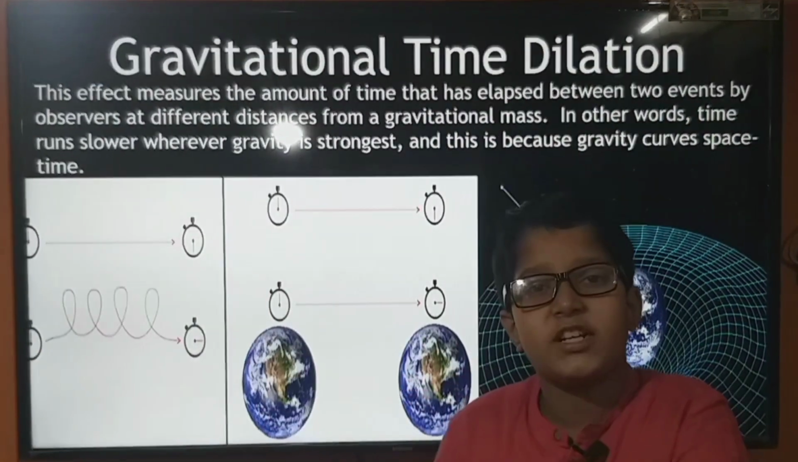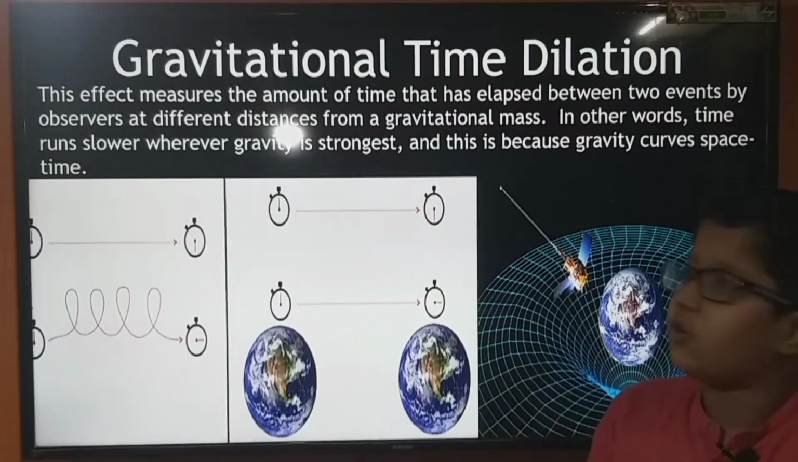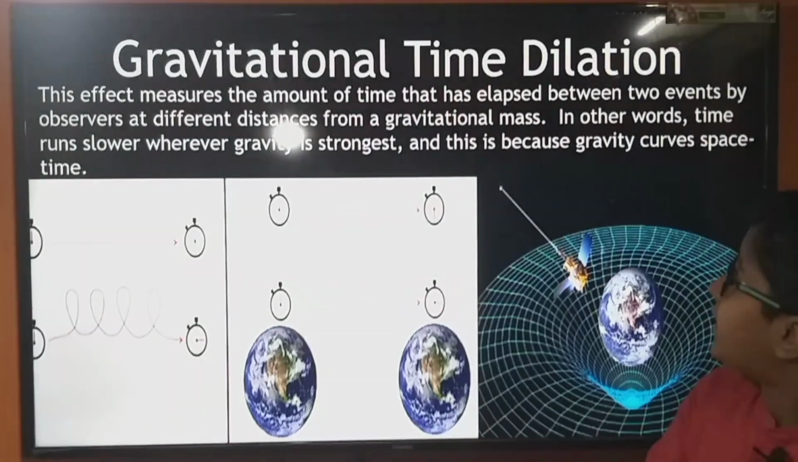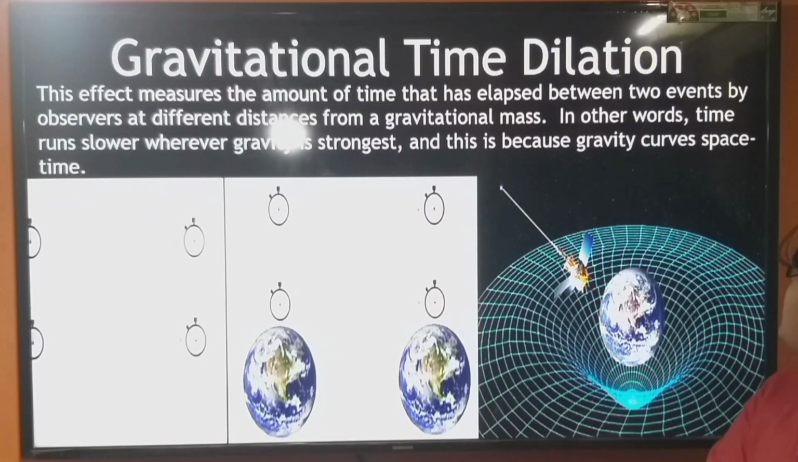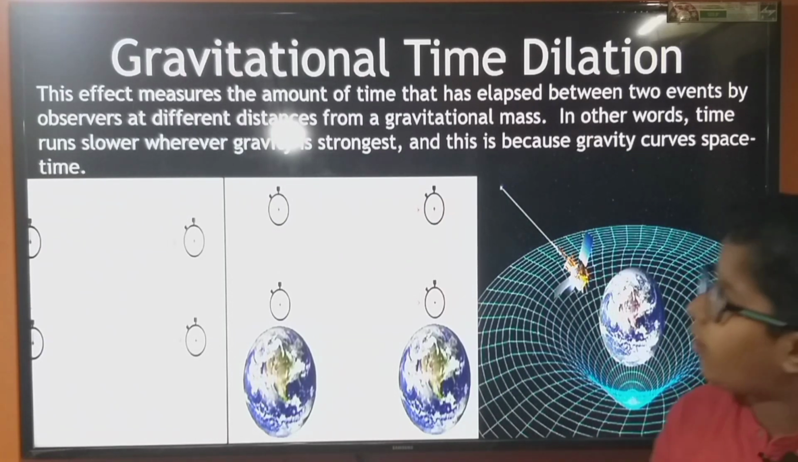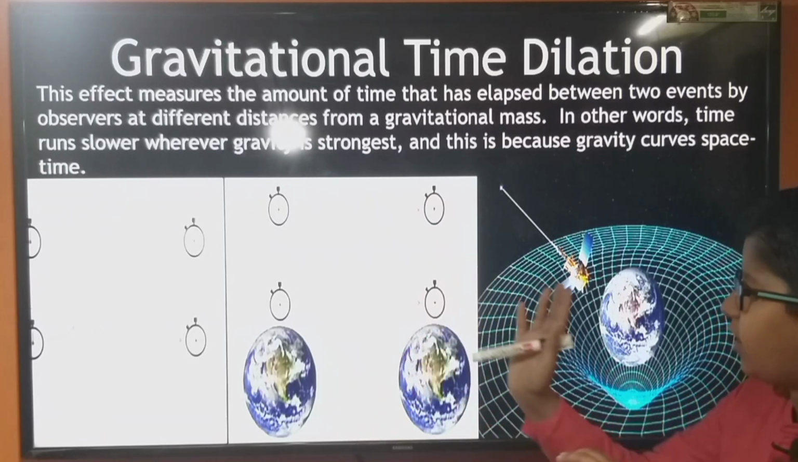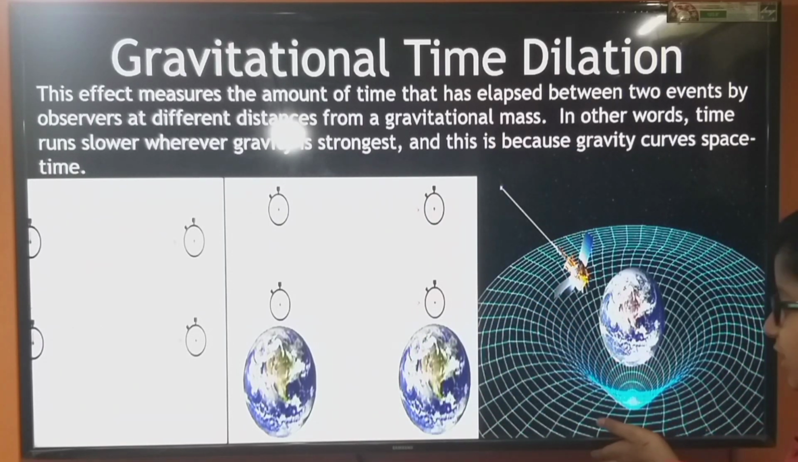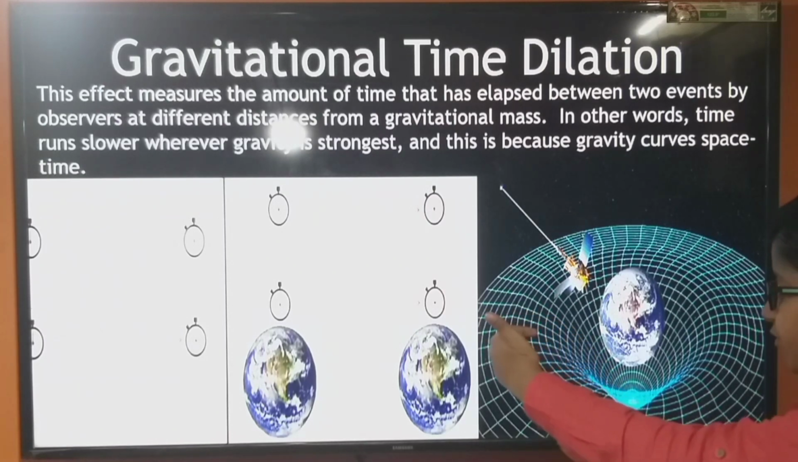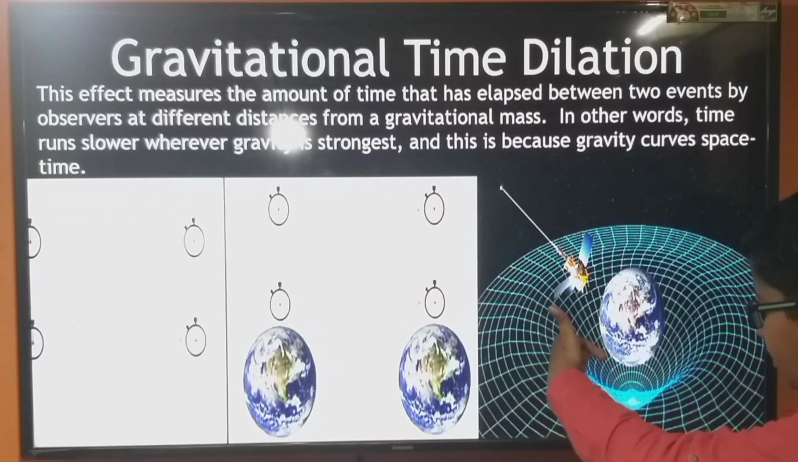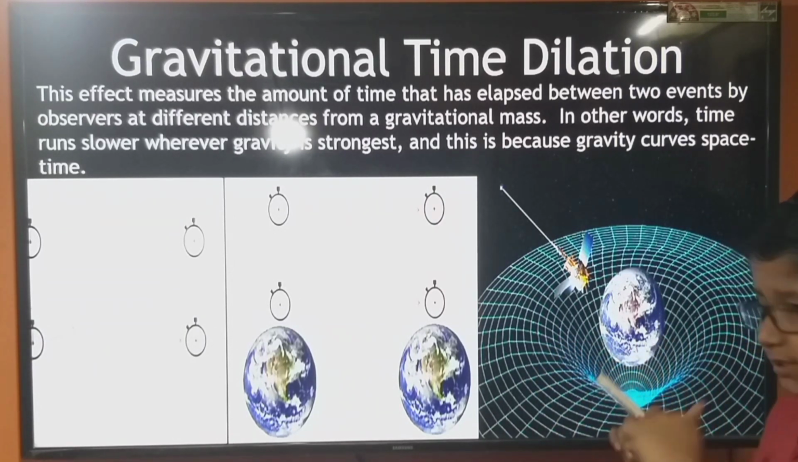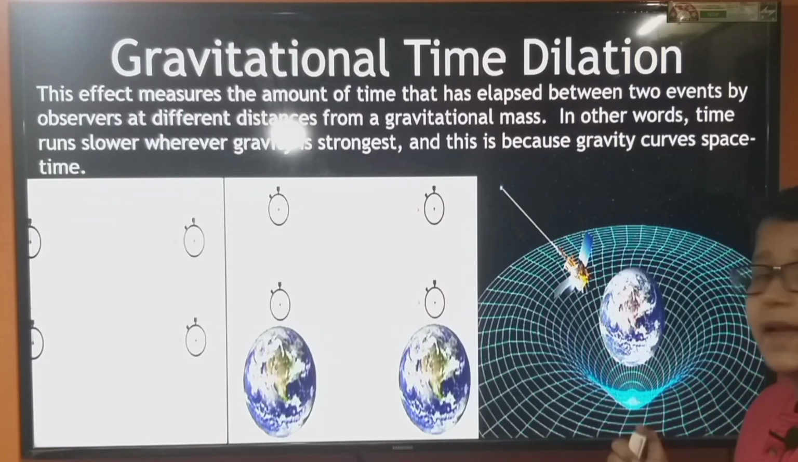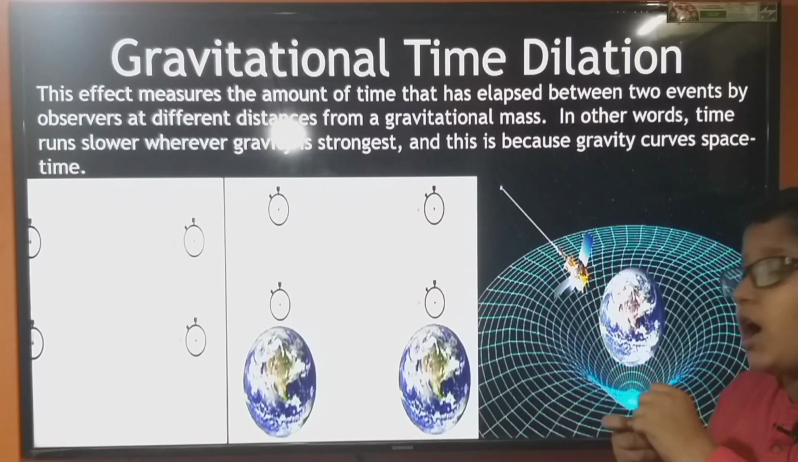Now let's see the gravitational time dilation. As I have already told you, this effect measures the amount of time that has elapsed between two events observed at different distances from a gravitational mass. In other words, time runs slower where gravity is stronger, and this is because gravity curves space-time. Now see this: the Earth has bent space-time. The light which moves from here has to take a longer way to go from point A to point B, which takes a longer time. The speed of light cannot change, so the time slows where gravity is larger.